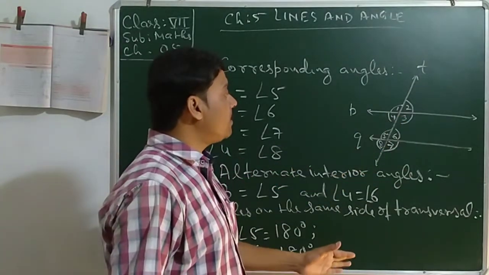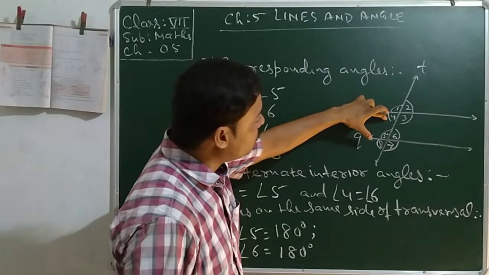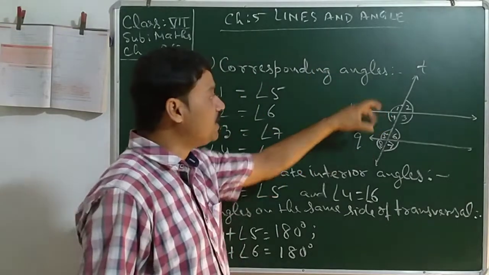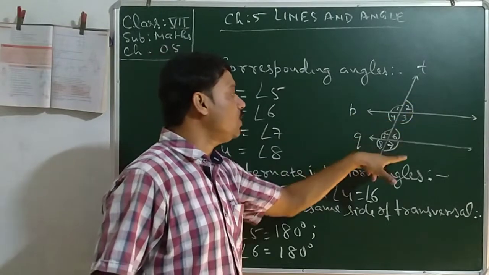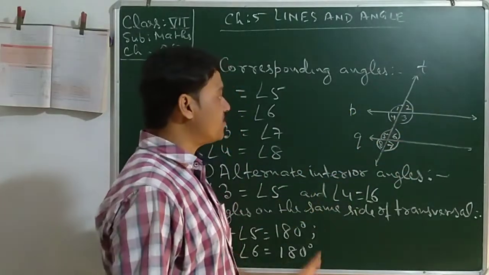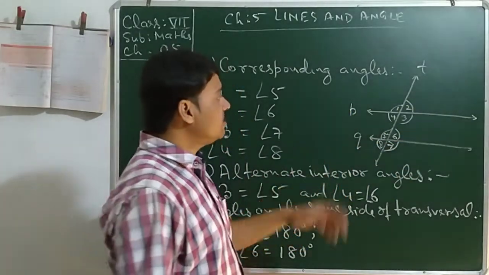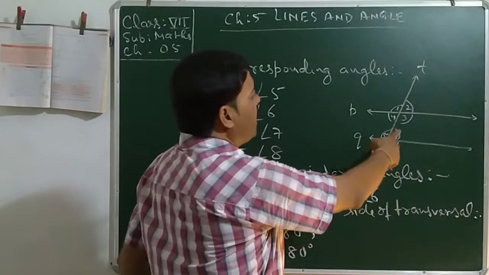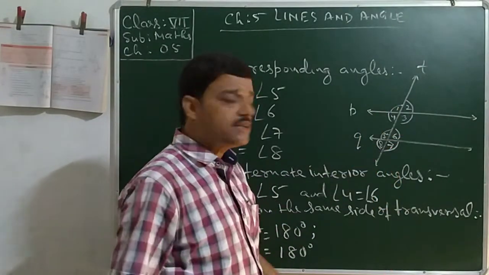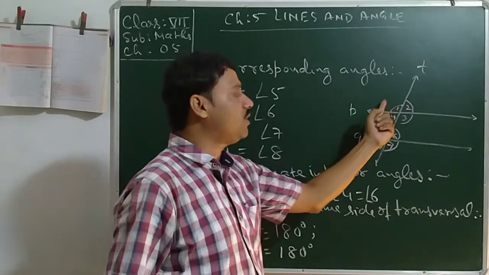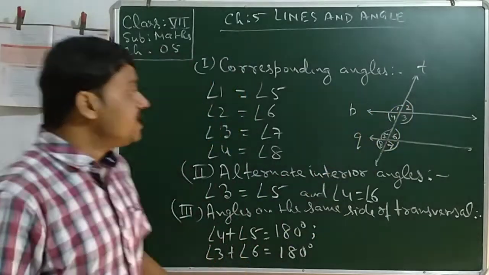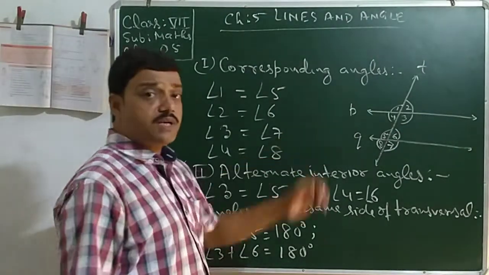Now, as we discussed about 4 and 5, they were supplementary. Similarly, 1 and 8 are also supplementary. 2 and 7 are also supplementary. And the angles forming supplementary angles or linear pairs are clear here. 1 and 2 form a linear pair. This was the case of one transversal.